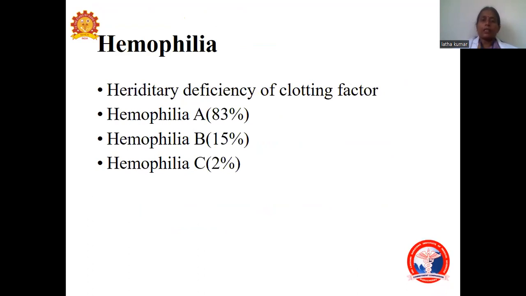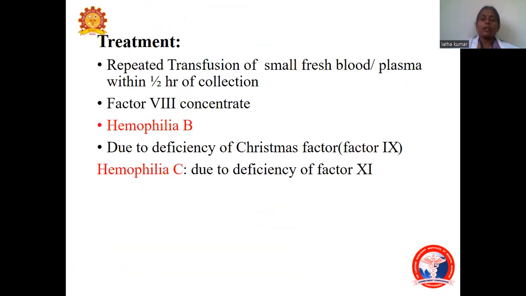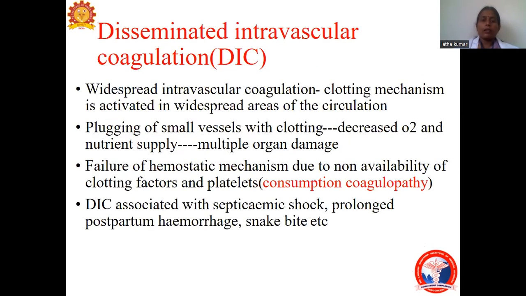Next we discussed hemophilia. Hemophilia A, B, C. A is due to factor 8 deficiency, B is due to factor 9 deficiency, and C is due to factor 11 deficiency. The treatment for hemophilia is repeated transfusion of small amounts of fresh blood or plasma within half an hour of collection. And also for A, administration of factor 8 concentrate.